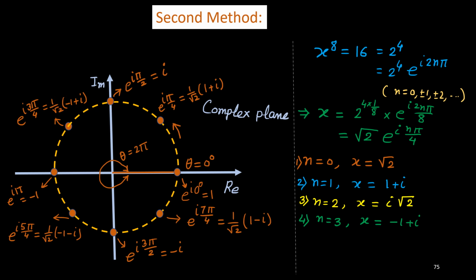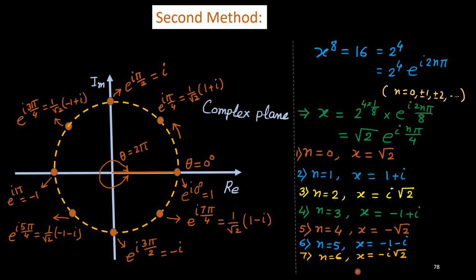This is the solution. With n equal to 4, this is minus 1 times square root 2, thus it is minus square root 2. Then n equal to 5, this point minus 1 minus i. n equal to 6, with square root 2 multiplied, so minus i square root 2. And last one, with n equal to 7, this is 1 minus i. Then again to repeat, you won't get new solutions. If you consider n equal to 8, it will coincide with this point. Then n equal to 9, it will coincide with this point. Okay. So these are the 8 solutions.